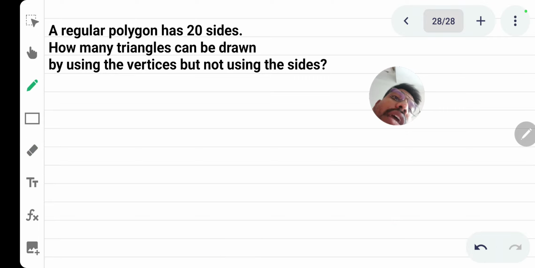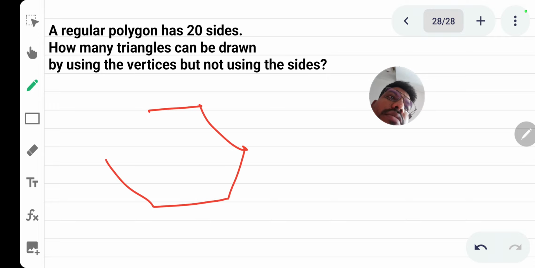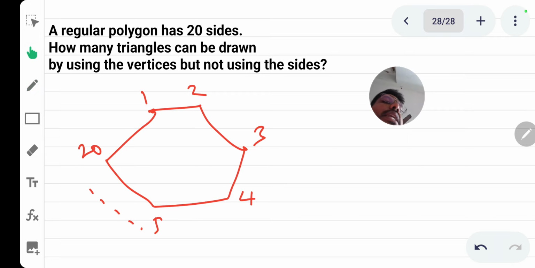So let me say I have a polygon. Obviously I won't be able to draw 20 sides, but let us assume that I have drawn 20 sides. 1 2 3 4 5 so and so and so 20. ठीक है, so 20 sides यानी 20 vertices are there. Let us assume that there are 20 vertices. Now you need triangles. Okay, so for a particular triangle to be drawn you need 3 vertices, right?